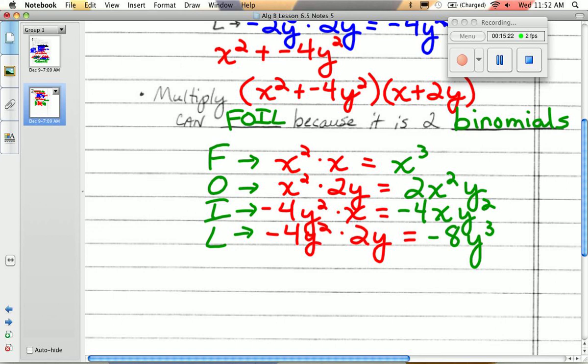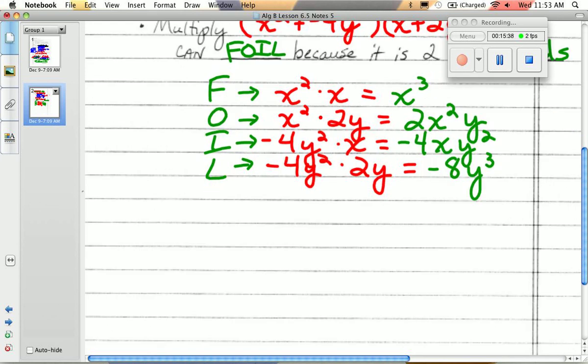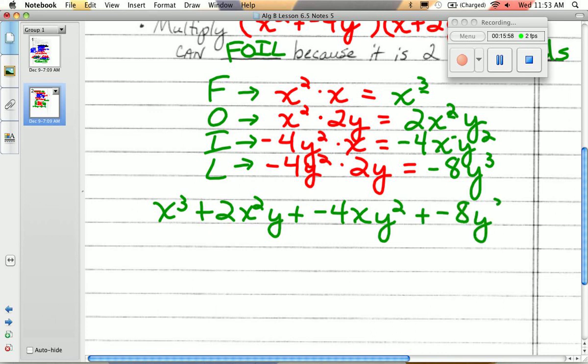Okay, but be careful. This time, do the O and the I step match? Are they like terms? No. X squared y is not the same as x y squared. So there are no like terms this time. So here's what we do. We're going to put them exactly in the order they're in. We have a 3 here, a 2 here, and a 1 here. We're going to go down in descending order that way. So x cubed plus 2x squared y plus negative 4xy squared plus negative 8y cubed.